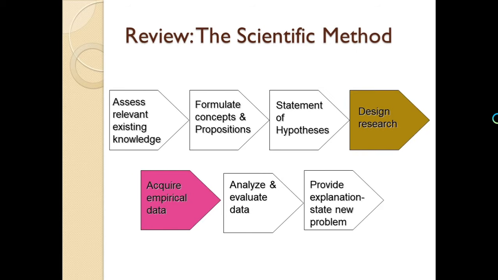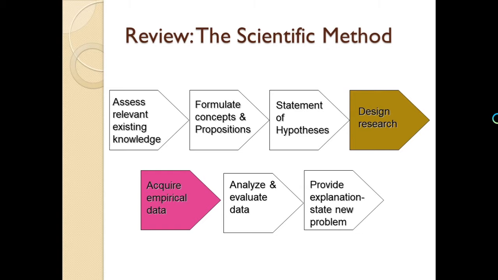So with this preview, let's once again recap. The research process consists of 7 steps. We had already finished 5 steps: assessing relevant and existing knowledge, formulating concepts and propositions, statement of hypothesis, design of research, and acquiring empirical data. So today we are going to start with the sixth step. It's the sixth step, but as per the syllabus, it is the fourth unit. It's called analyze and evaluate the data.